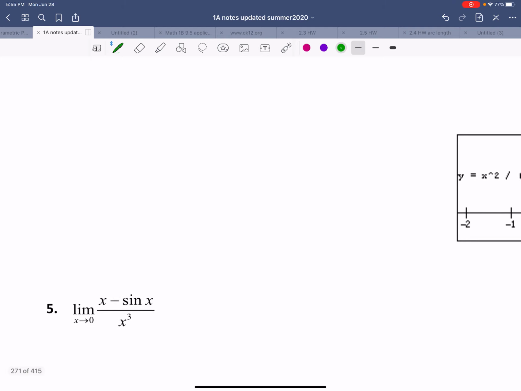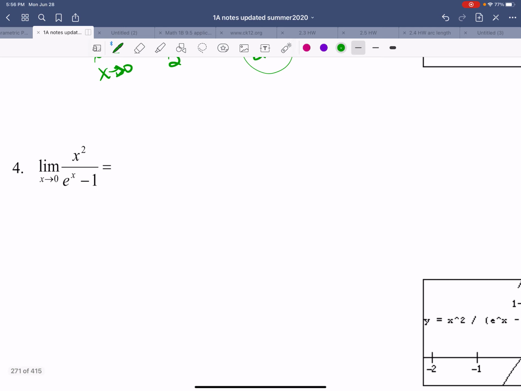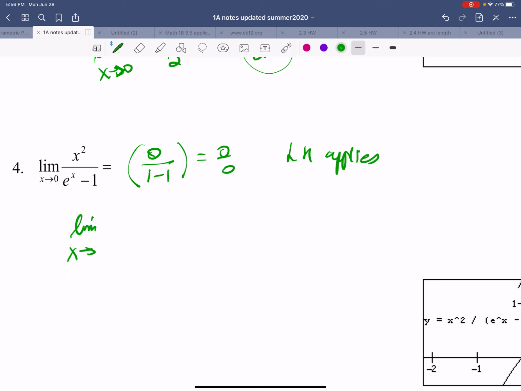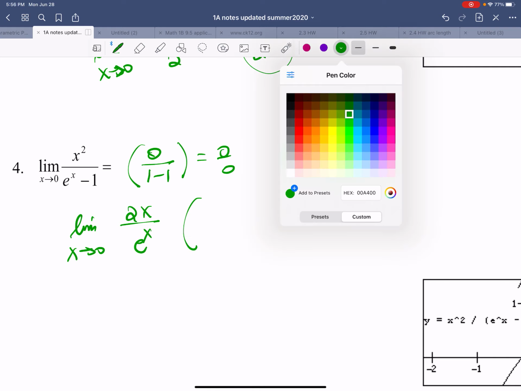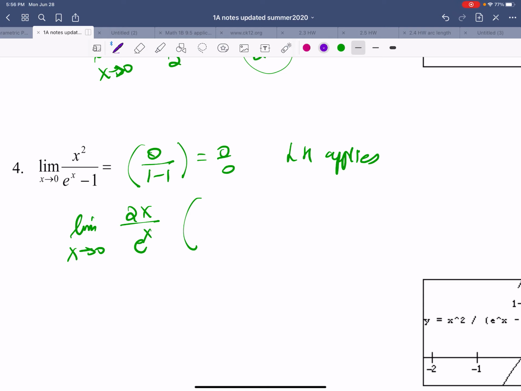Let's see the next example. Limit as x approaches 0 of x squared over e to the power x minus 1. I'm going to plug in 0 first. 0 over 1 minus 1, since e to the power 0 is 1. That would be the 0 over 0 form, so L'Hopital's rule applies. Take the derivative of the numerator and the derivative of the denominator. Again, if I plug in 0, e to the power 0 is 1, and 2 times 0 is 0. 0 divided by 1 is 0. So this limit goes to 0.